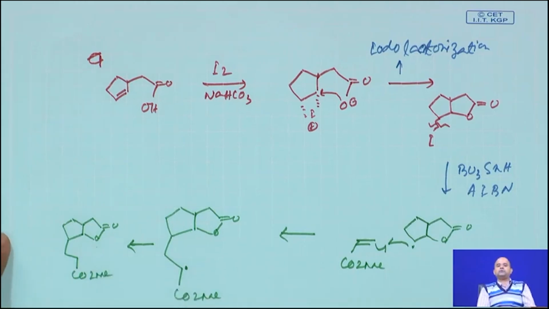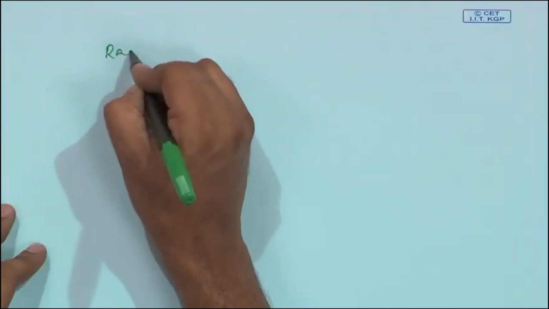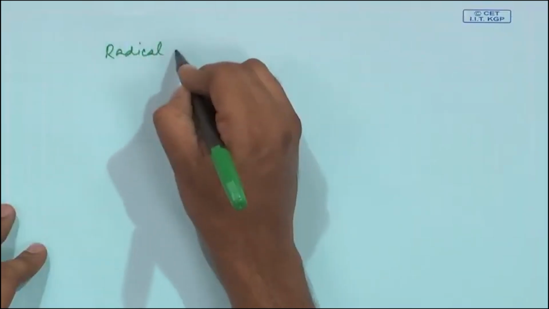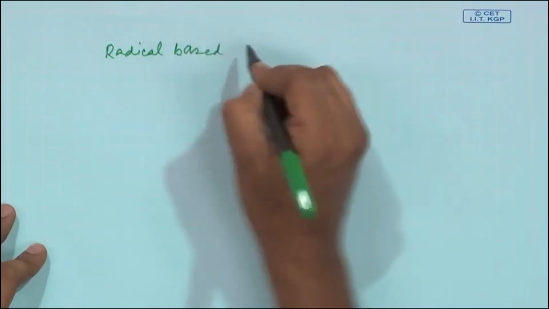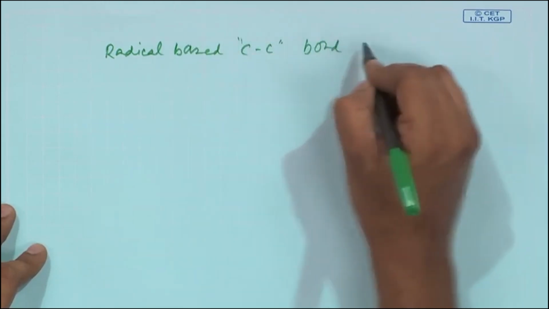So, that basically closes your synthesis. So, in this particular synthesis, what are the things we have seen? We have seen that a radical-based carbon-carbon bond forming reaction is very important.